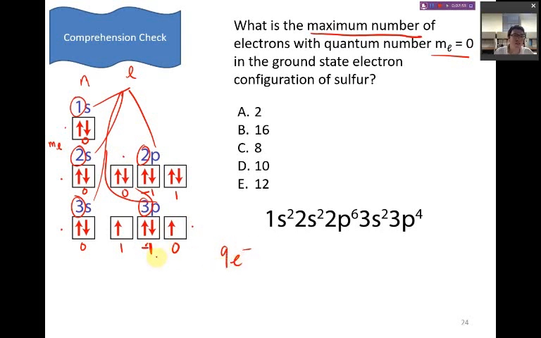However, if I had said that the middle orbital was 0 instead, then I could have a scenario where I have 10 electrons. And so in this case, there could be a minimum value of 9 and a maximum value of 10.